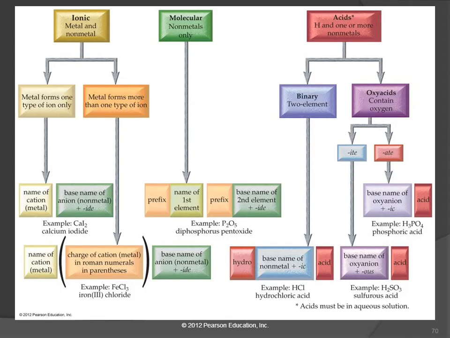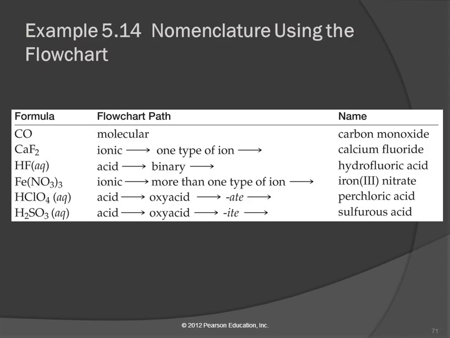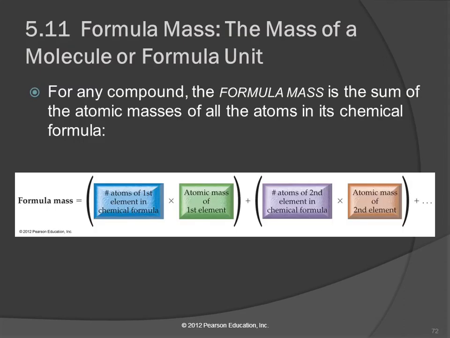And there is a table that sort of summarizes all of this nomenclature. Look at all the pretty colors. Here's a flow chart showing you how you might go through that. Here's a table showing you how you might use the flow chart to figure out a name. That may or may not be helpful. And we'll save this part for later.